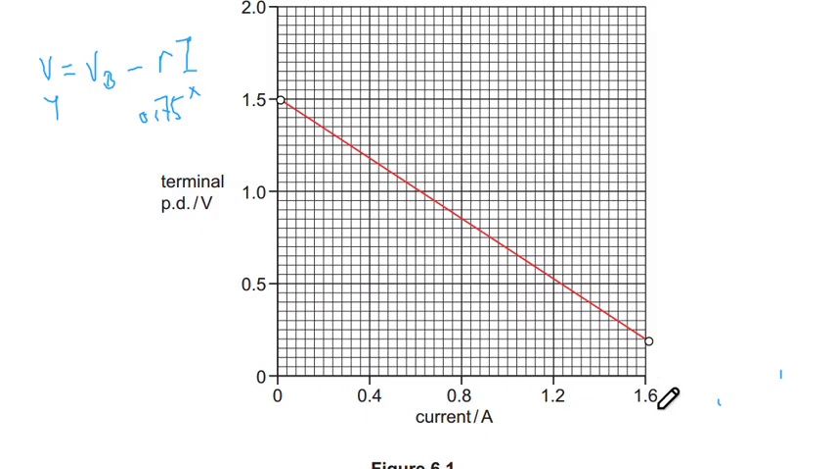It is simple to find if we substitute 1.6 in this equation. So we have V equal to 1.5 minus 0.75 I. If we substitute I by 1.6, we will have the value of 0.3 volt. So we should stop somewhere here at 0.3 volt.